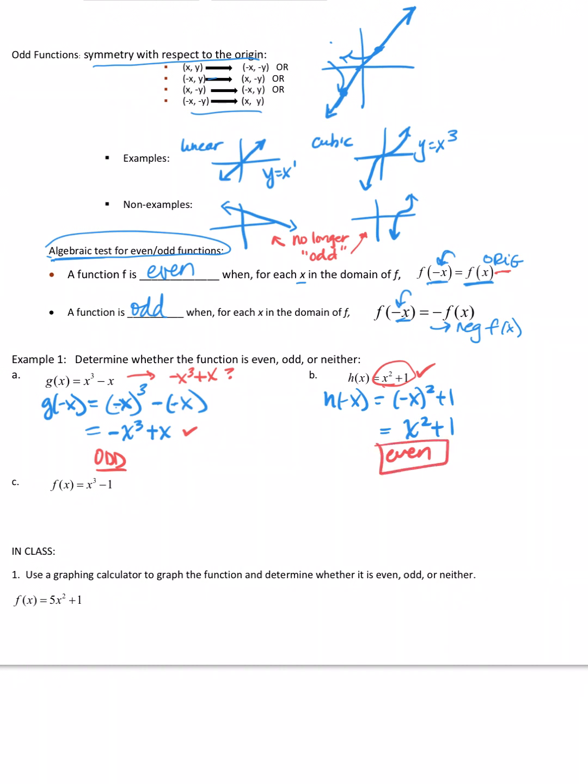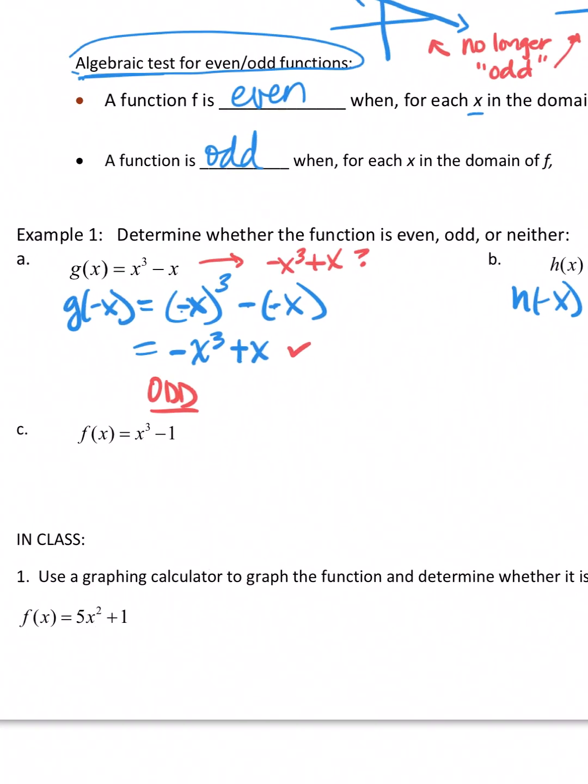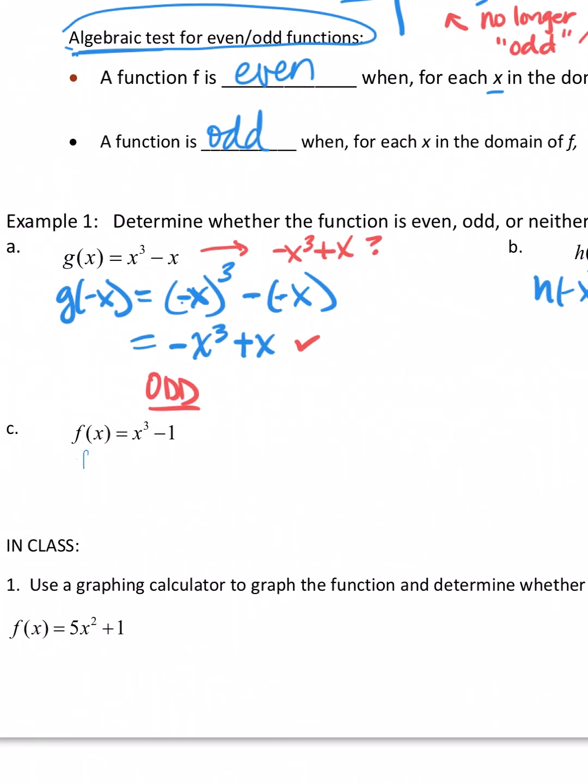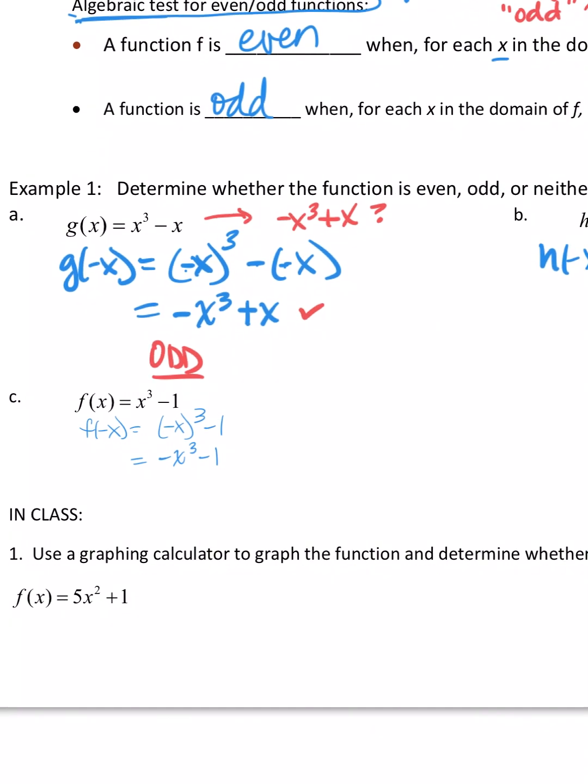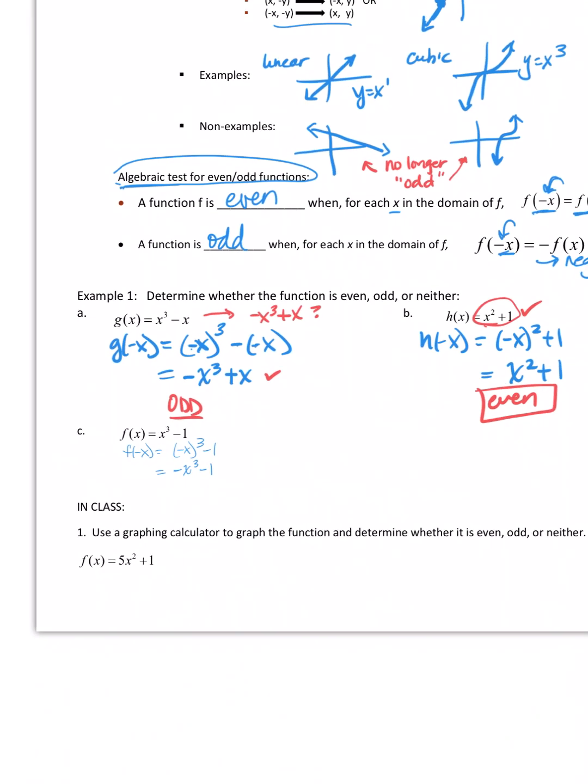One more. f of x equals x to the third minus 1. Let's see if it's even or odd or neither. So we're going to plug in a negative x in there and see what happens. So we said negative times negative times another negative keeps it negative, right? Three negatives make it negative. So it's negative x cubed minus 1. Now we go back and decide, is it like the original? Does it look like the original? It's not the original.